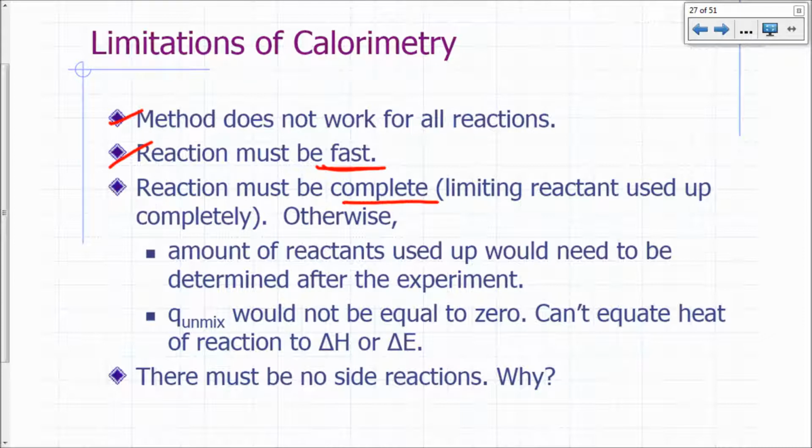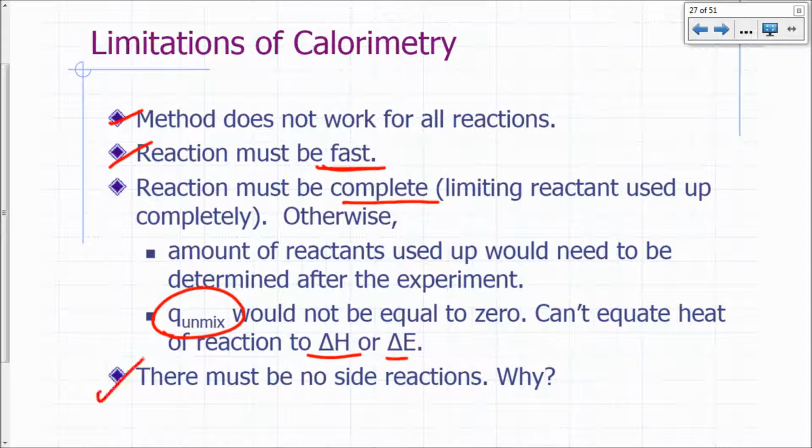Reactions must be complete. That means your limiting reactant has to be consumed completely. Otherwise, you wouldn't know how much reaction actually happened, right? You have to do an extra step to figure out how much product did you make, how much reactant did you consume, and more importantly, that Q for the unmixing, that last step we talked about earlier, will not be equal to 0 if it doesn't go to completion. Okay, so you cannot equate your heat of reaction to either delta H or delta E.